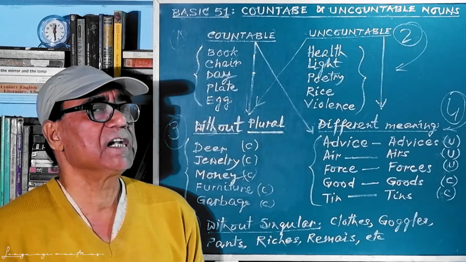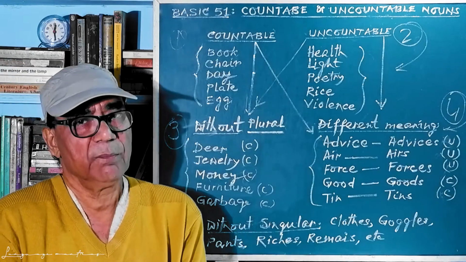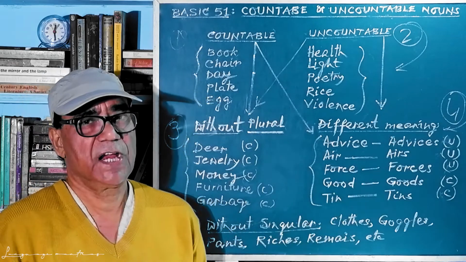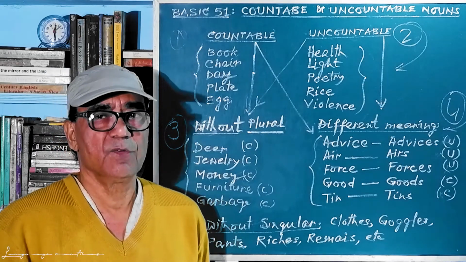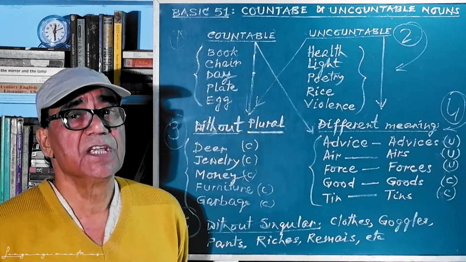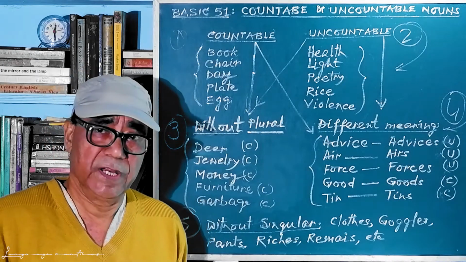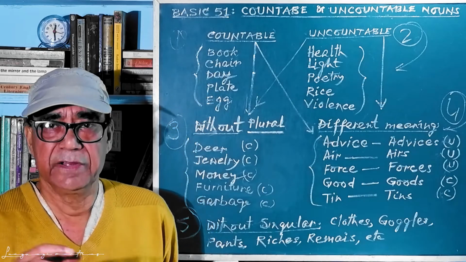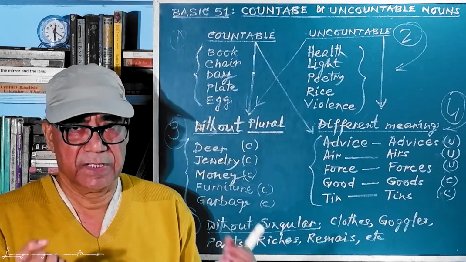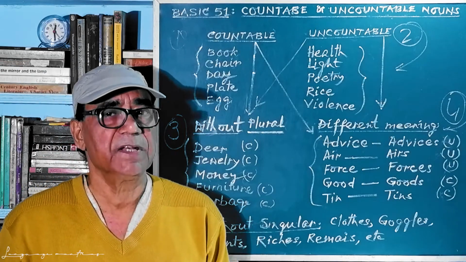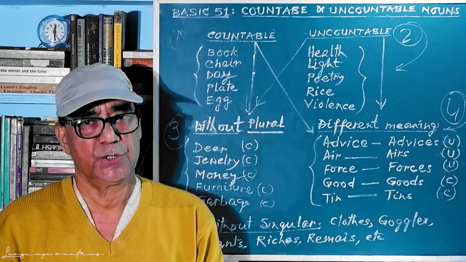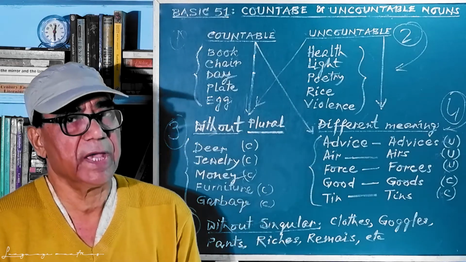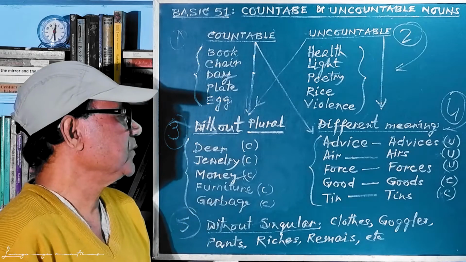Another group that is different in meaning. The singular number has one meaning and the plural number has another meaning. For example, advice. Advice means some suggestion, some counsel, but advices means information. So an entirely different thing. Now number 2, air and airs. Air means that element we breathe in. And airs means your behavior, your attitude, the way you move your body, move your hand, the way you behave. That is your airs.